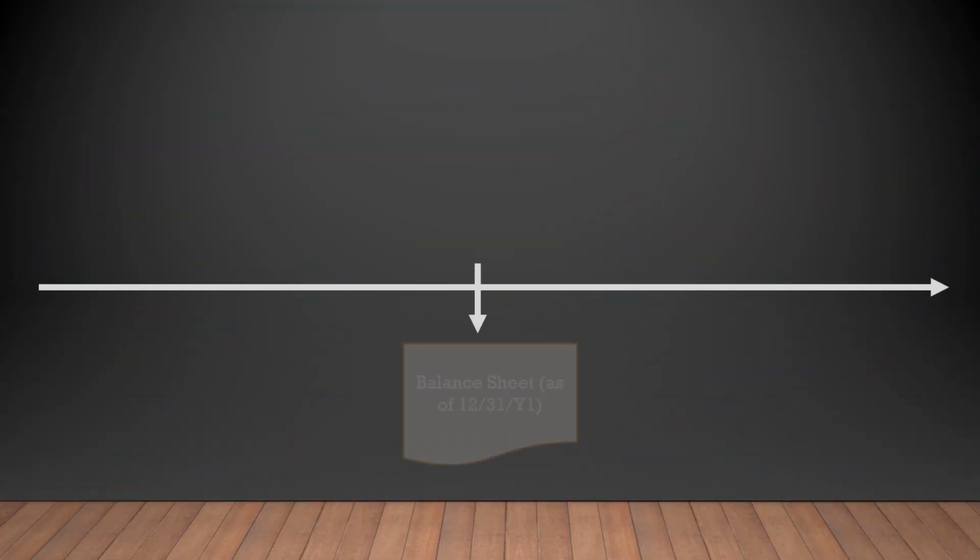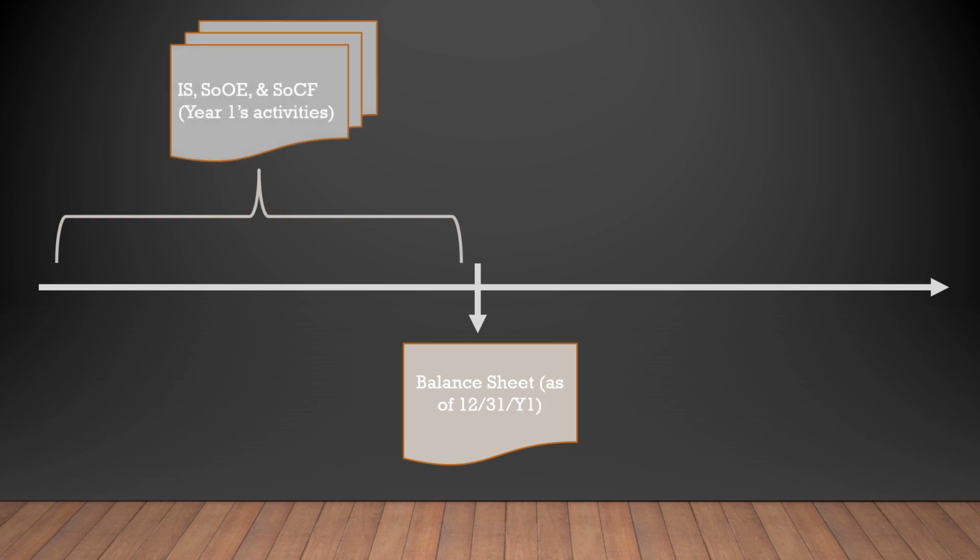The balance sheet just shows how much resources, obligations, and equity a company has as of this date. The income statement, statement of owner's equity, and statement of cash flows show a company's increase or decrease in those balances over a period of time.